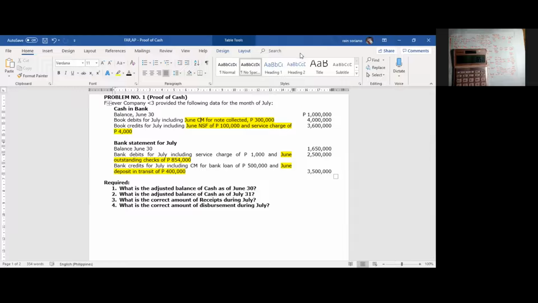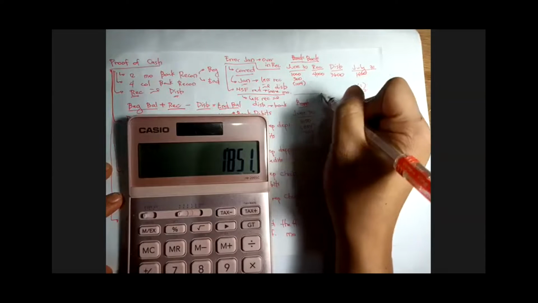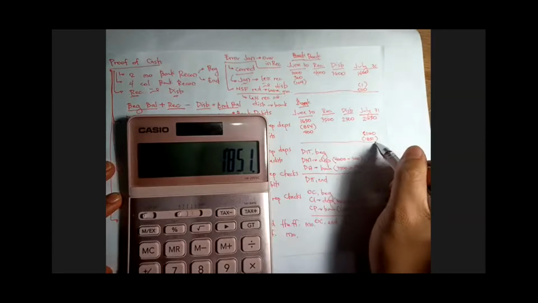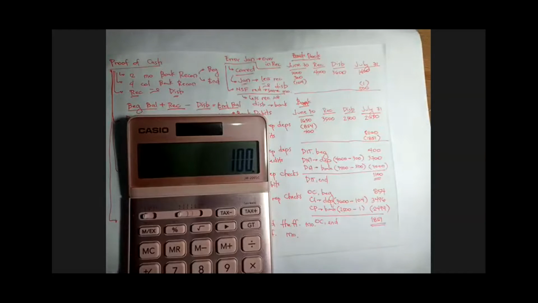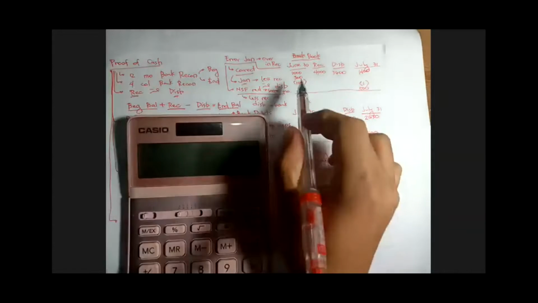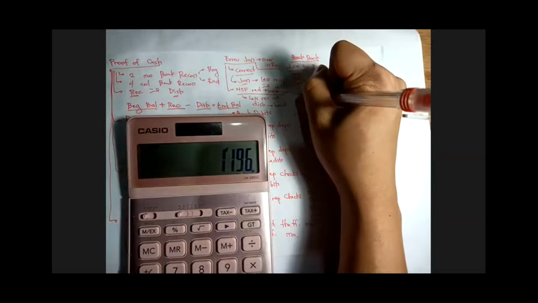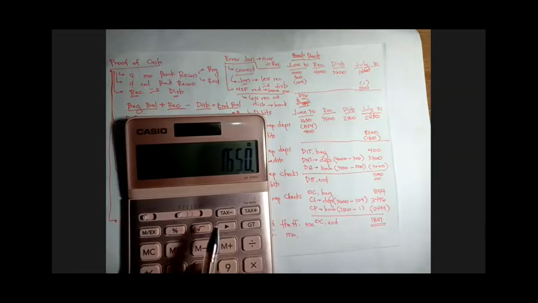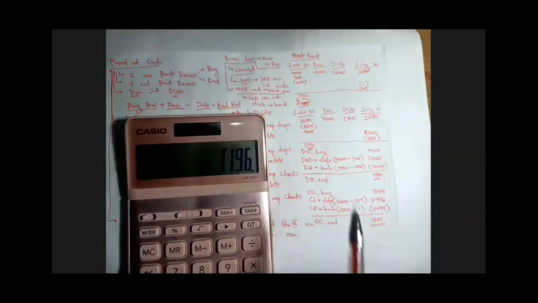So since tapos na tayo, stop share ko muna. Dapat alam na natin or dapat balance na. Alright, yung ating bank reconciliation. Again, ang ginawa pa lang natin is bank reconciliation. So try natin kung balance. 1 million plus 300, dito ako. Minus 104, this is 1196. And dito naman, 1650 minus 854 plus 400, this is 1196. And as you can see, balance sila.